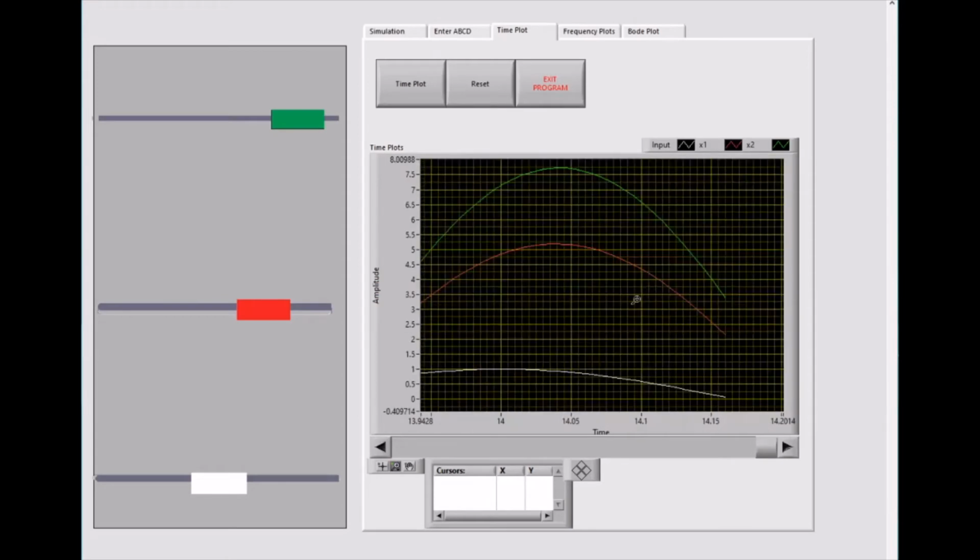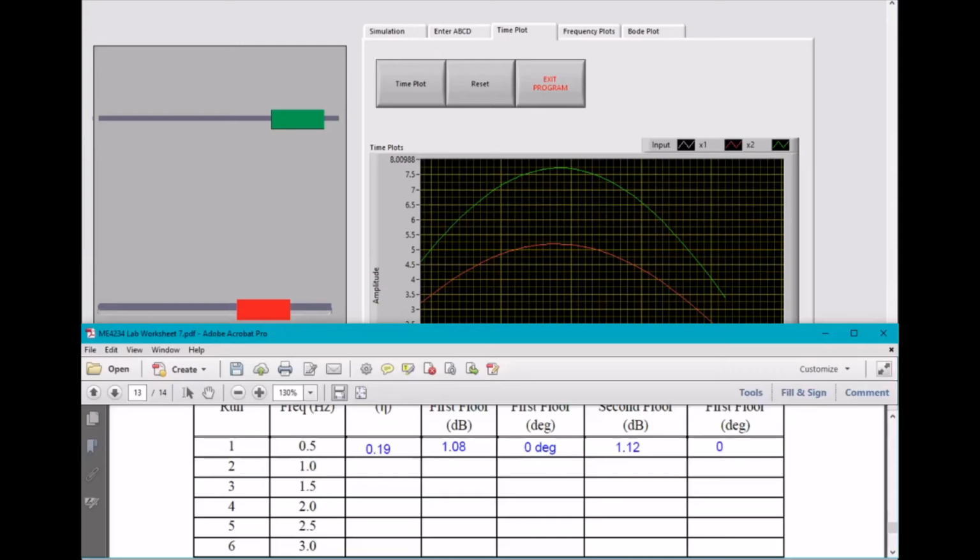So now let's look at the very last one. What do you see? You see the first floor is at about 5.2, so I'm going to put that number in, 5.2. And the second floor is about 7.2 also. Okay, so this is the third one. So this number should be 2 pi times 1.5.